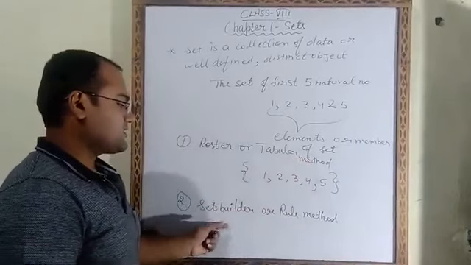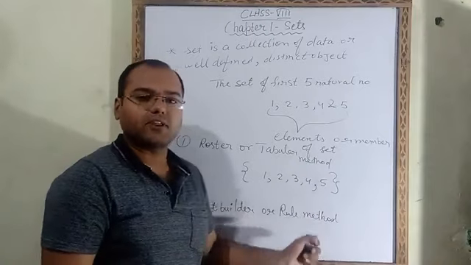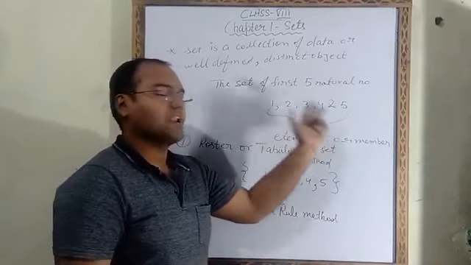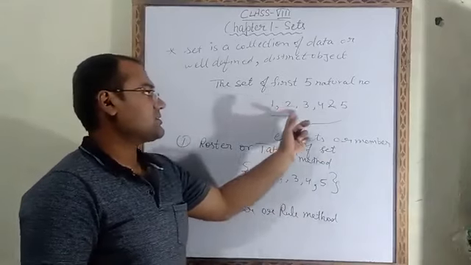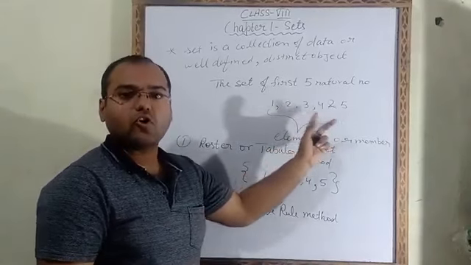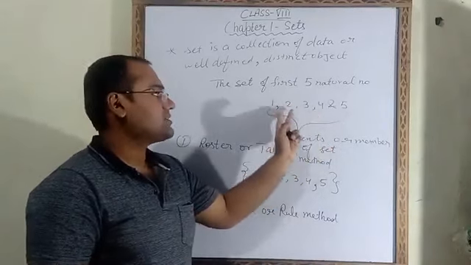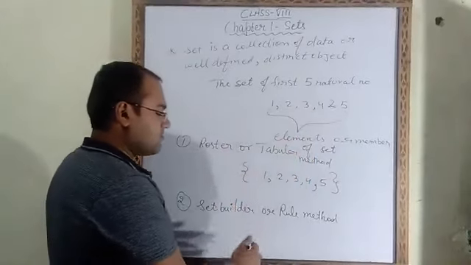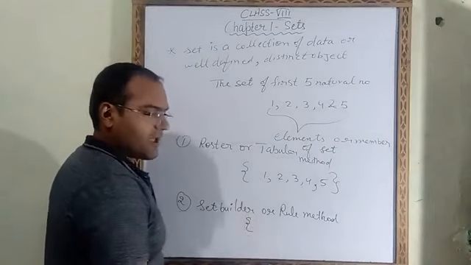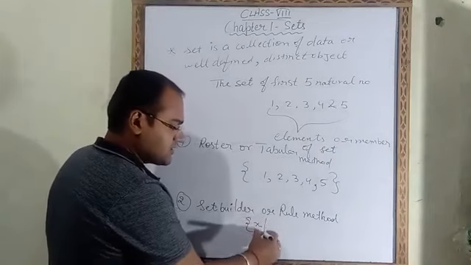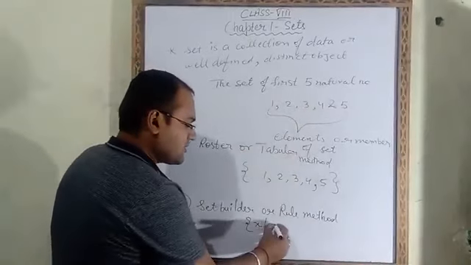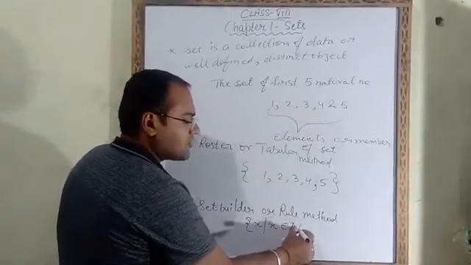Now second method is set builder and rule method. In this method we have to write the common property of all the elements. These elements are natural numbers. So common property is that these all 5 numbers are natural number. So how we have to start? Beginning we have to do like this. In bracket we have to write x such that these all x values belong to natural number.